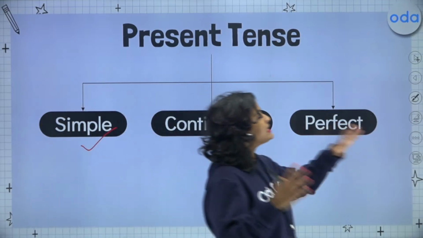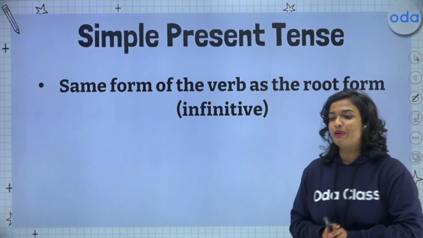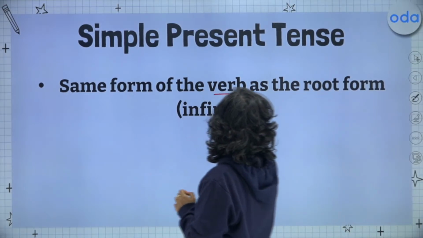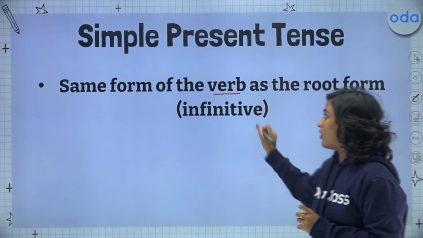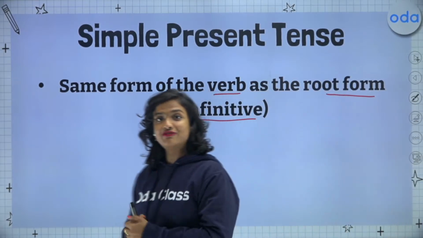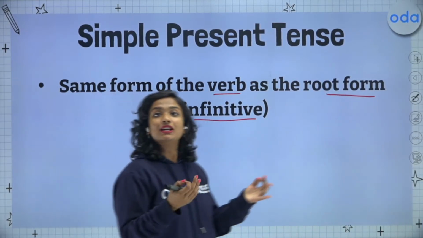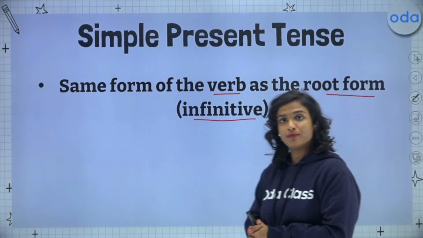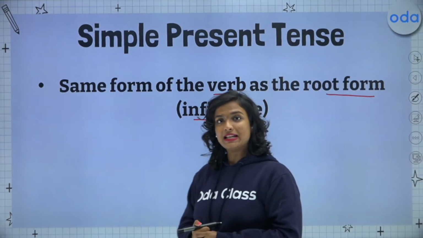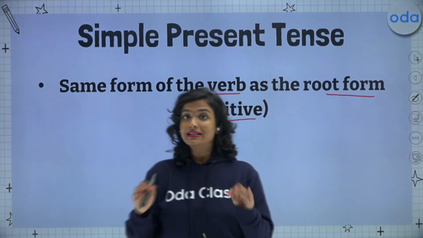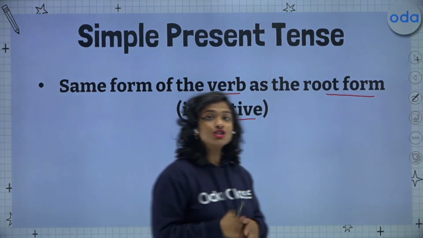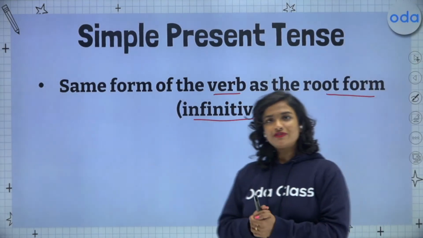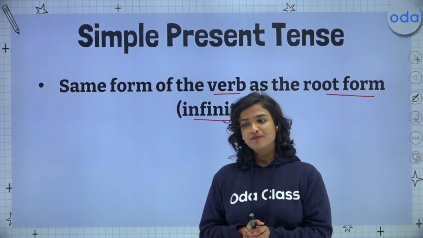Now, talking specifically about the simple present tense, the verb has the same form as the root form, which is the infinitive form. So, things like know, go, right? These are all the infinitive form. And in the present tense, the form remains the same. Now, the conjugation may change depending on the subject, but the form of the verb remains the same.